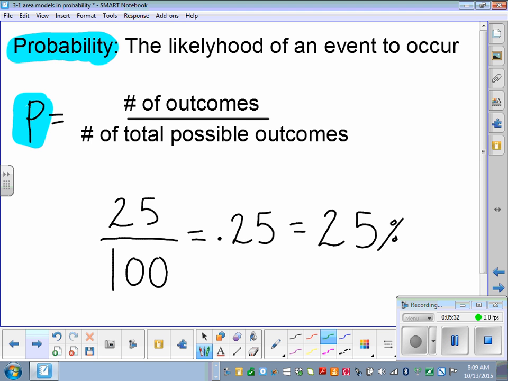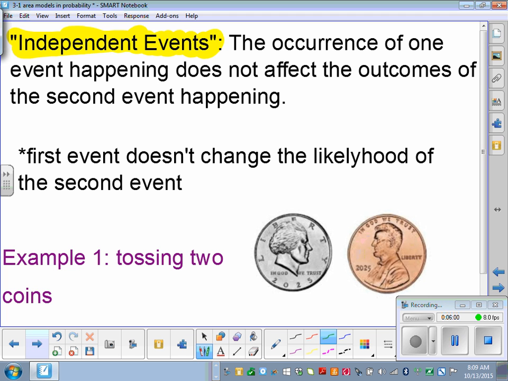So for example, if there was 100 marbles and we picked 25, that would be 25 out of the total. So 25 out of 100, so we picked 25% of the marbles. So that's just an example of how probability will be seen. Does everybody understand how that probability works? The number of outcomes over the total possible outcomes. Okay, so that's how you can calculate probability. Questions on that?